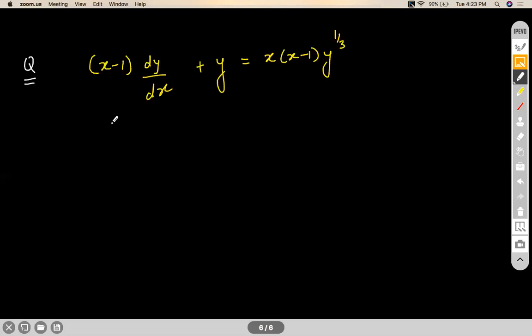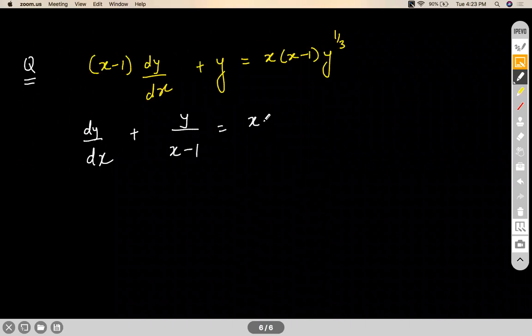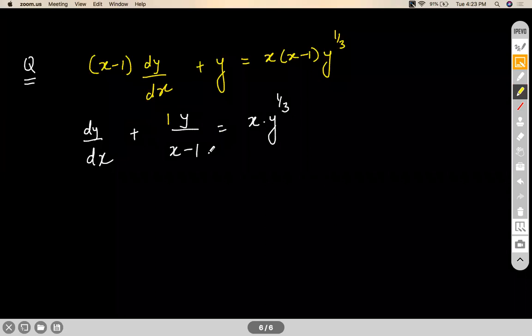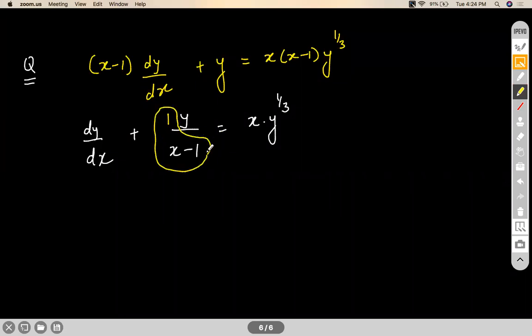Okay, the first reaction that you would have is let's divide by x minus 1. Okay, so that's fine. So when you do that, you end up seeing this. Now here is a point where you will feel that, okay, I have been able to get a P which is a function of x, but Q here is not a pure function of x. It has components of y in it. That means it is not right now in the linear differential equation form. So what am I going to do here? I'm going to divide by y to the power 1/3 throughout.